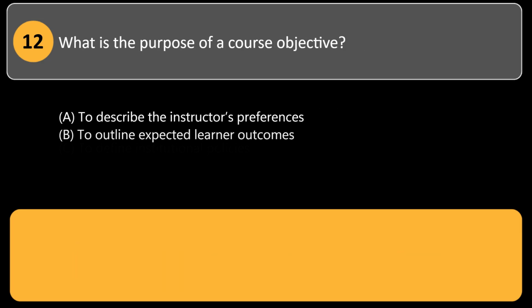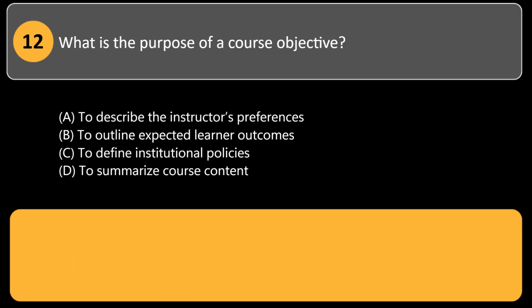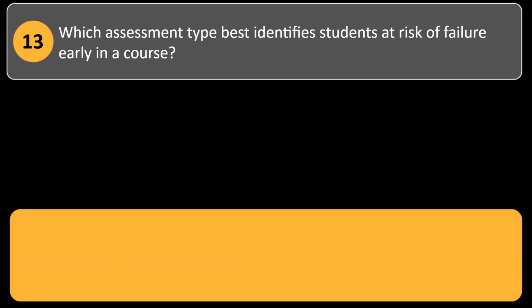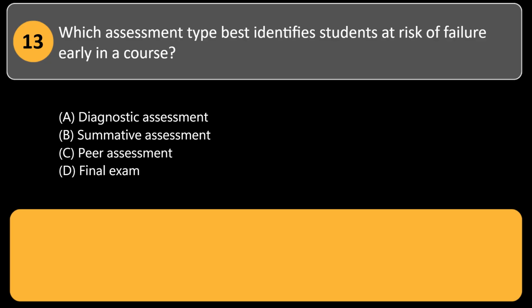What is the purpose of a course objective? A. To describe the instructor's preferences. B. To outline expected learner outcomes. C. To define institutional policies. D. To summarize course content. Answer B. Course objectives specify what learners should know or be able to do by the end of instruction, guiding teaching and evaluation.